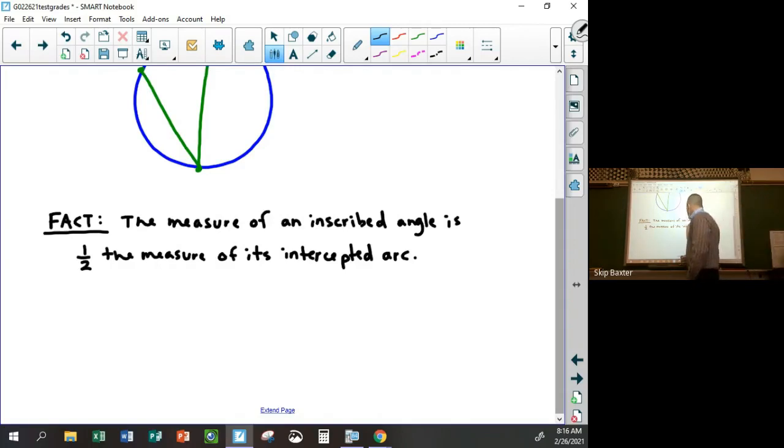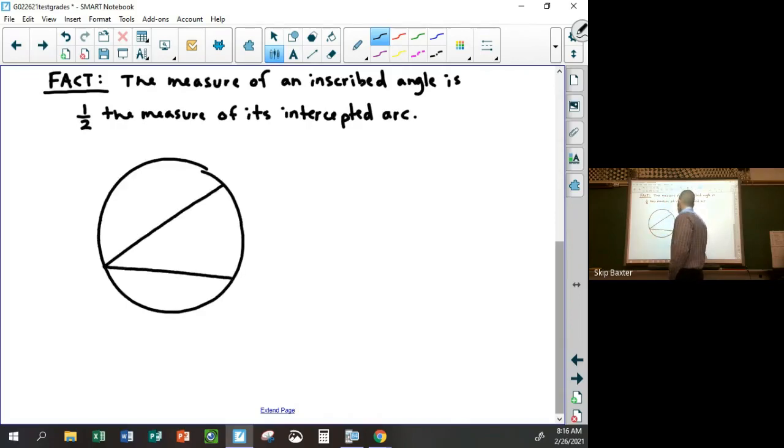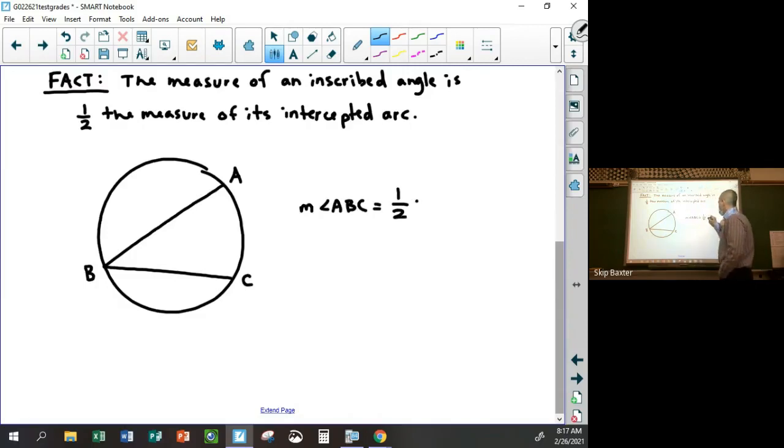So if I have an inscribed angle like this, ABC, then you would say the measure of angle ABC is 1/2 the measure of arc AC. When you say it's intercepted arc, that really means the arc that's between the sides of the angle. That's what intercepted arc means. It means the arc that falls in the interior of the angle.